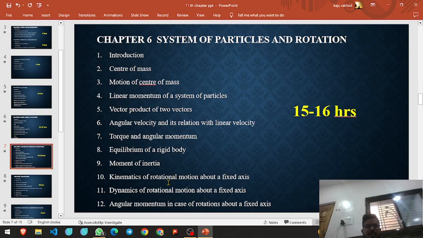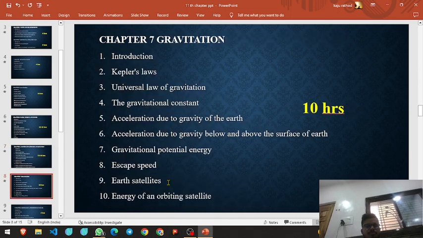This chapter is much bigger comparatively with the other chapters. Then our next chapter is gravitation.